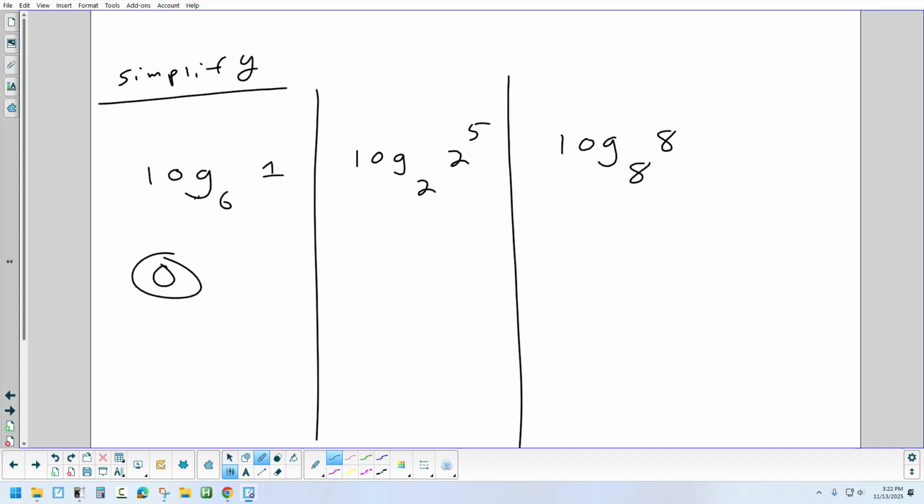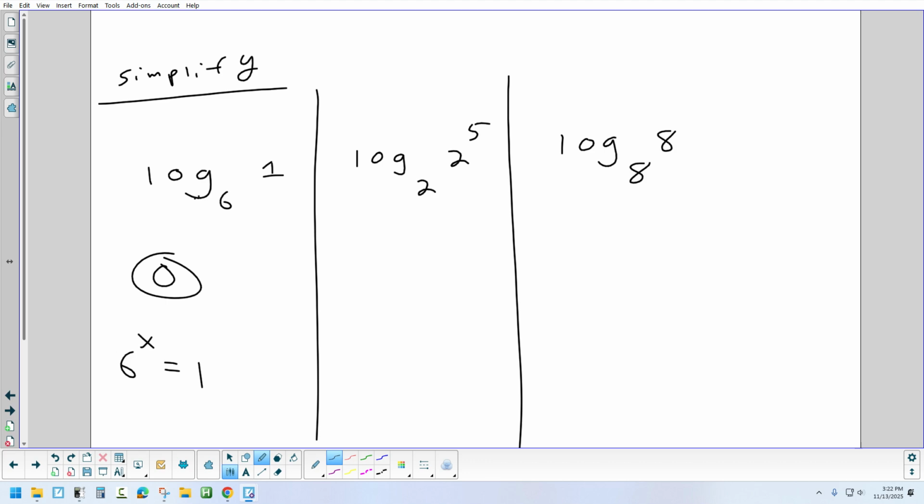If you were to write that in exponential form, 6 is your base. The exponent you don't know, that's what you're solving for. But you have to raise 6 to a power and get 1. The only power you can raise 6 to and get 1 is 0. All right, how about the second one?